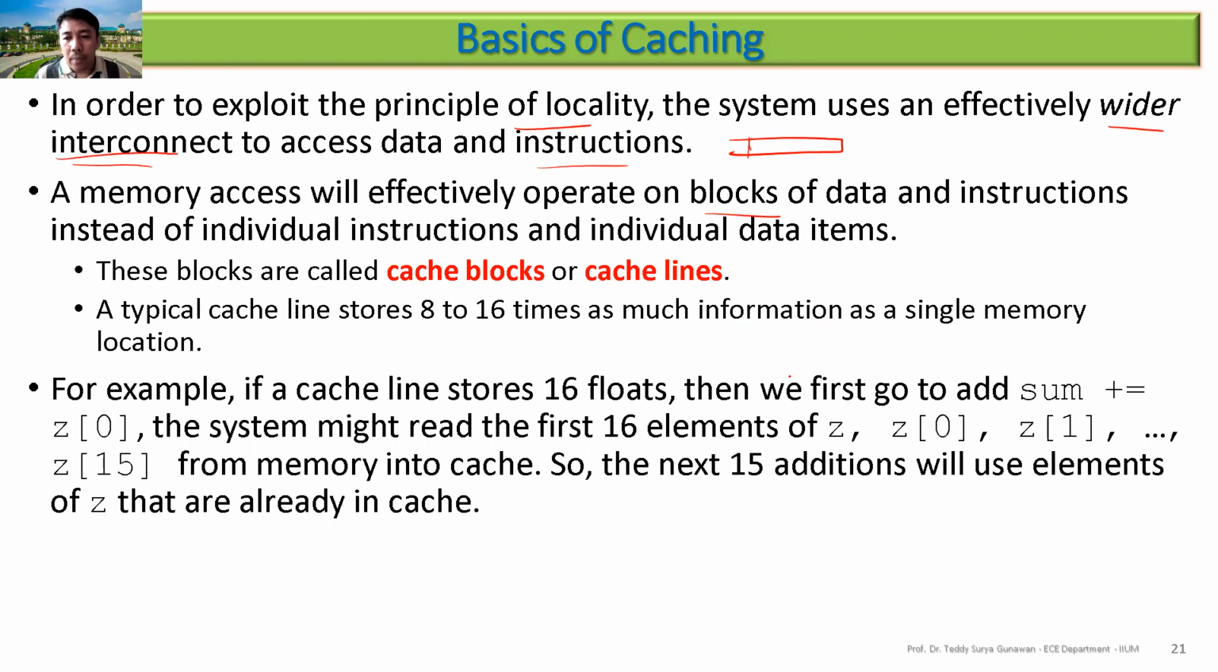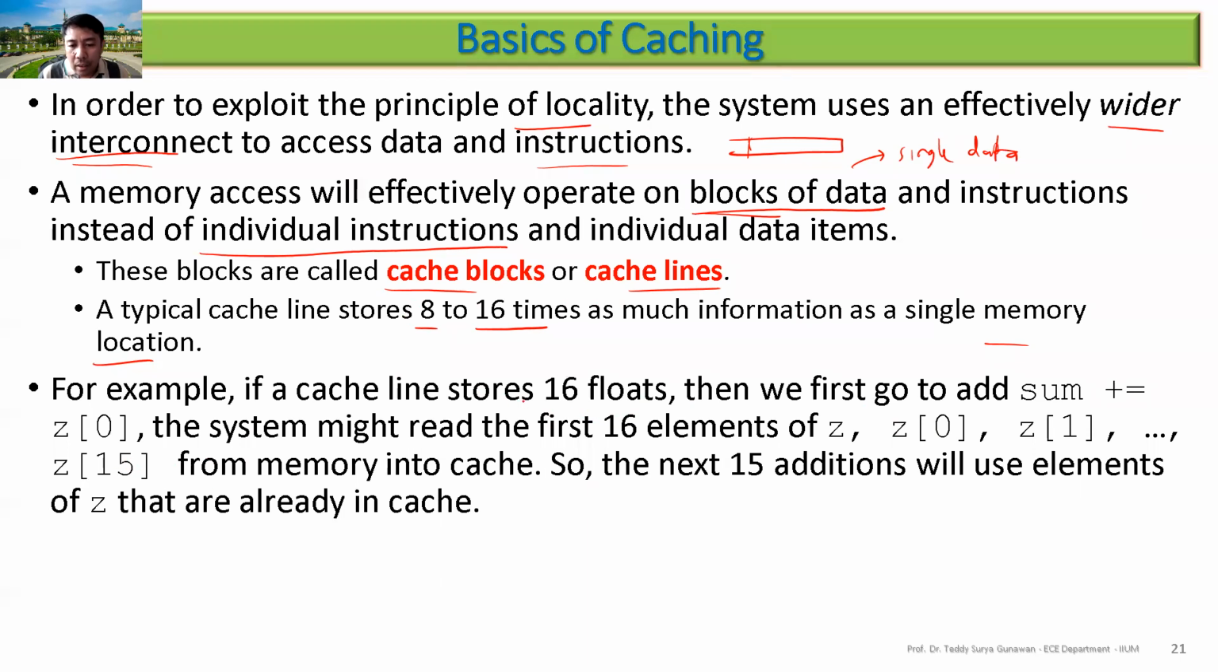So a memory access will effectively operate on blocks of data rather than a single data item or individual instruction. These blocks are called cache blocks or cache lines. A typical cache line stores 8 to 16 times as much information as a single memory location. So for example, here you can divide it into 16.